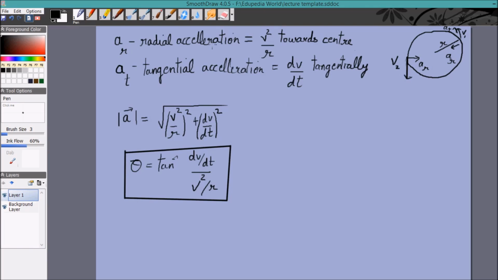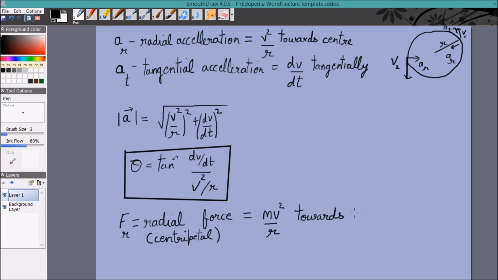So if there is a radial acceleration of magnitude v squared by r directed towards the center, that automatically implies that there must be a radial force. But in the terminology of circular motion, we generally call it centripetal force. Radial or centripetal force. Right? And its magnitude is mass times the acceleration. So it will be m v squared by r. And the direction will obviously be towards the center.